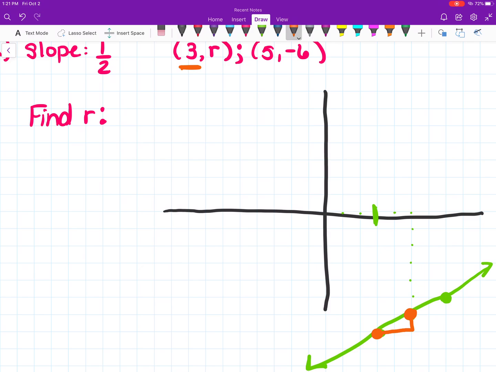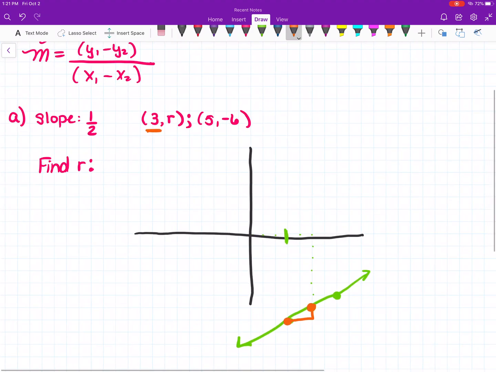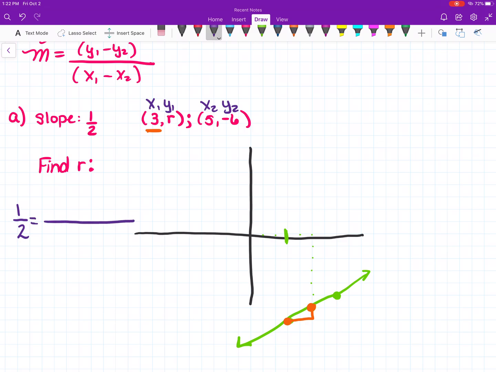Okay, so coming over here, let me shrink it down so we can see our formula. There's our formula up there. And I need to label my points. I'm going to do x1, y1, x2, y2. Remember, the 1's go together, the 2's go together. Each group has an x and a y. And then I'm going to fill it in. Well, I know my slope this time. So I'm going to put 1/2 equals y1, which is r, minus y2, -6, over x1, which is 3, minus x2, which is 5.